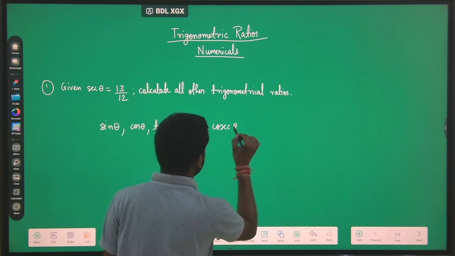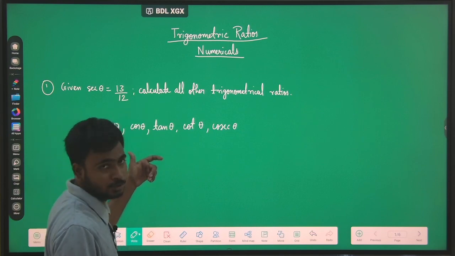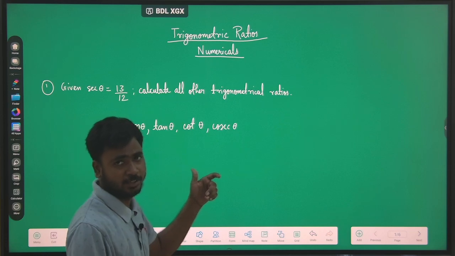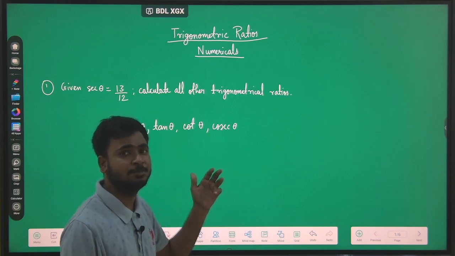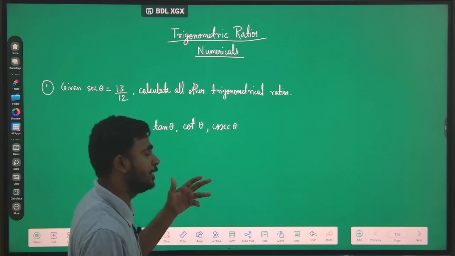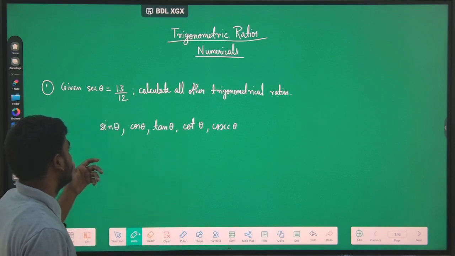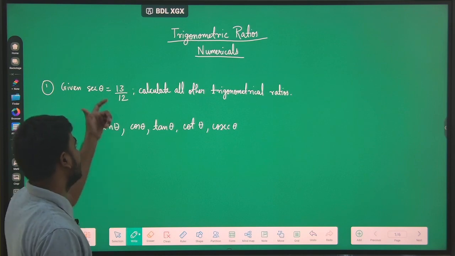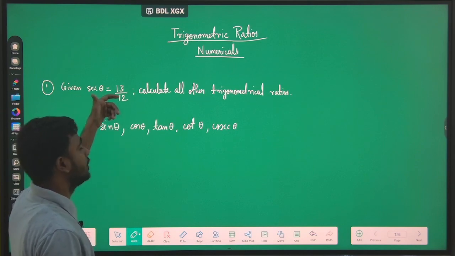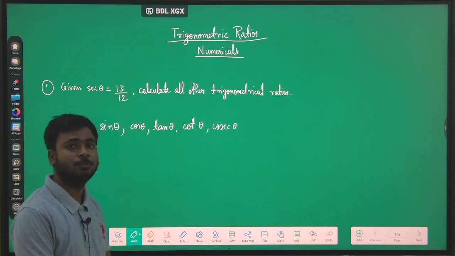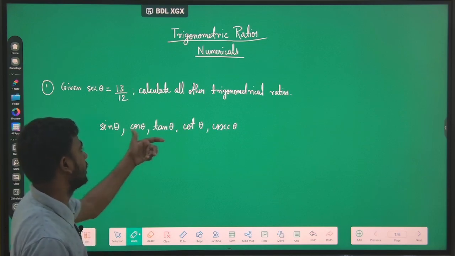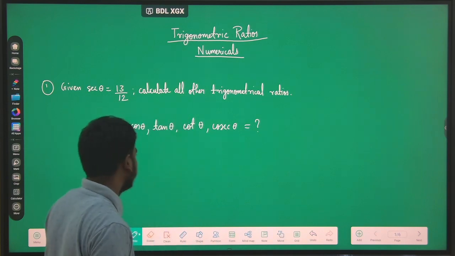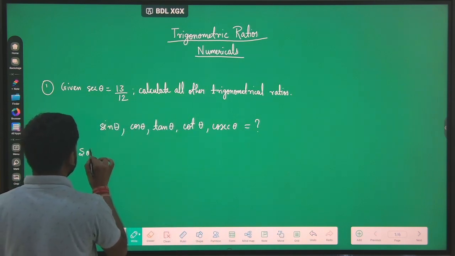We all know that we have only 6 ratios of this right angle triangle, in which we have 3 sides P, B and H: perpendicular, base and hypotenuse. So these are the 5 ratios which we have to find out, and one ratio is given, that secant of theta is equal to 13 upon 12. So let's start our solution.